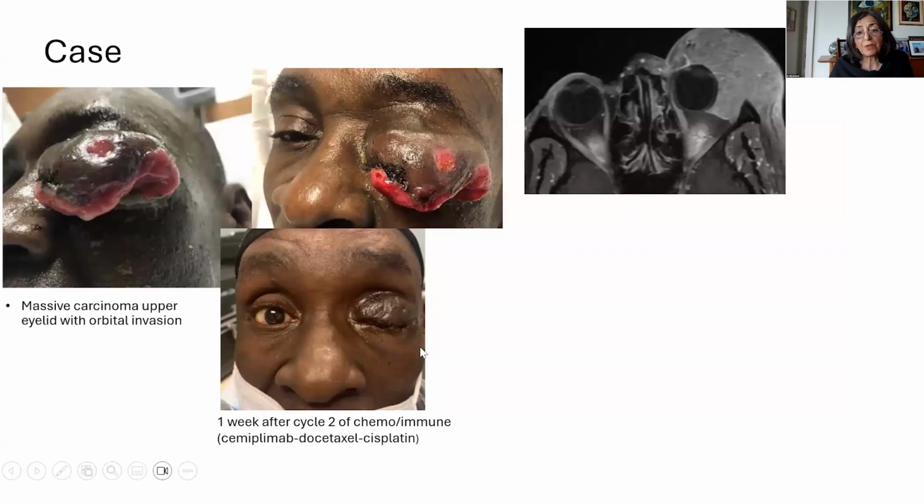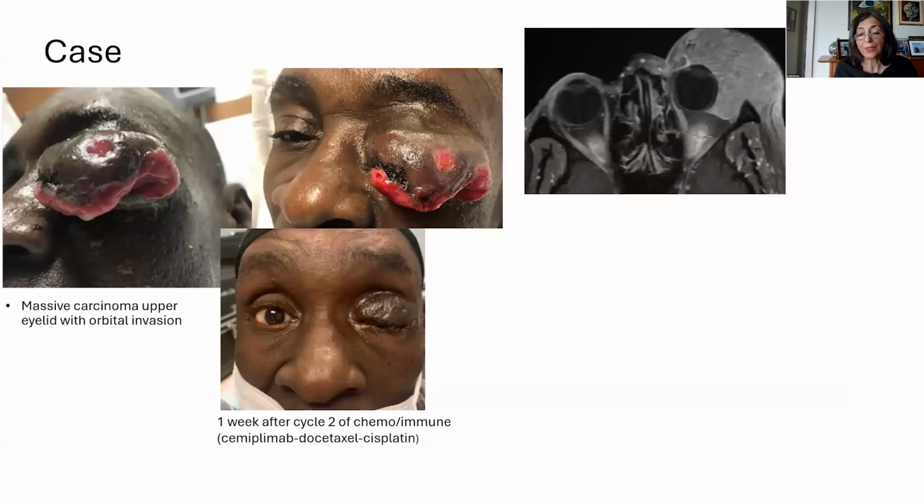We elected to give this patient chemotherapy and immunotherapy using an immune checkpoint inhibitor called cemiplimab, which is approved in the United States for squamous cell carcinoma. So a combination of chemotherapy and immunotherapy. After just 2 cycles and 6 weeks of treatment, you can see the massive response. You can see the very dramatic response of this large lesion to chemo and immunotherapy.